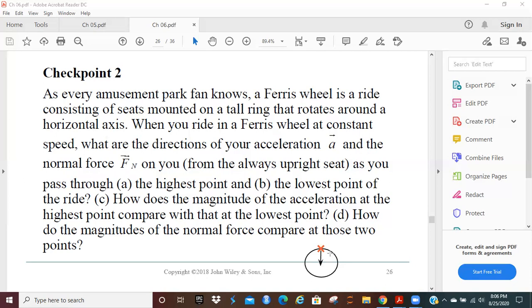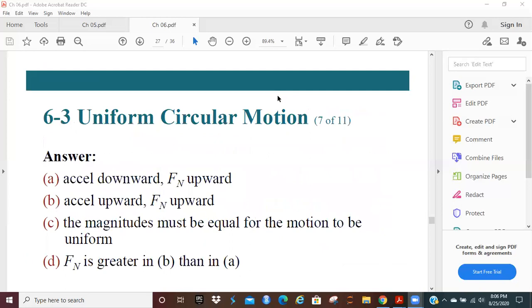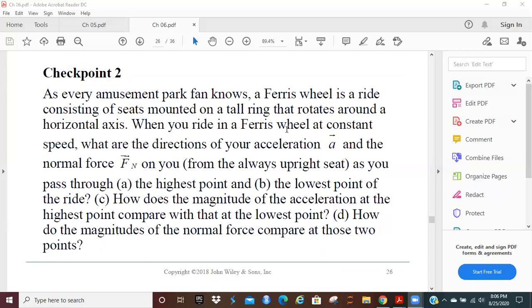What about the normal force? Is the normal force pointing the same way? Wouldn't it be pointing upwards against gravity? Generally the normal force, yeah. It's going to be pointing this direction since your acceleration is, well, let's see, let me make sure I'm reading this right. From the always upright seat as you pass through the highest point. Yes. What about at the lowest point of the ride?